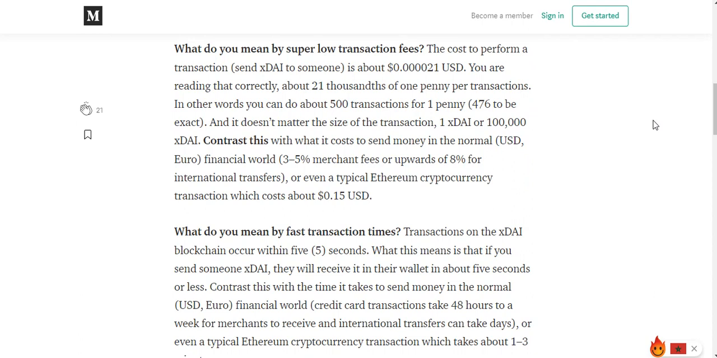That way, in exchanging it to another individual, they do not have to worry about loss or value of the item or goods that it was exchanged for. And that was my own added commentary. What do you mean by super low transaction fees?